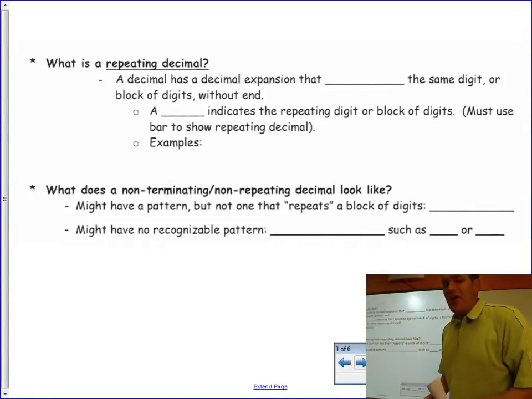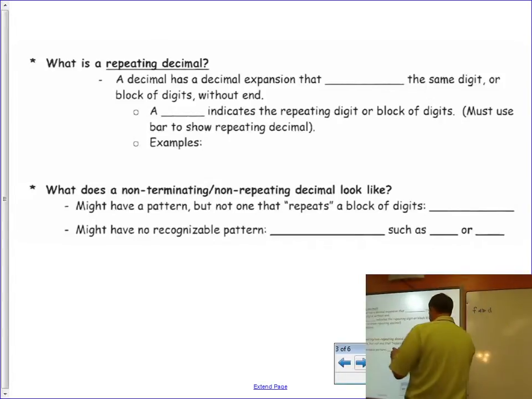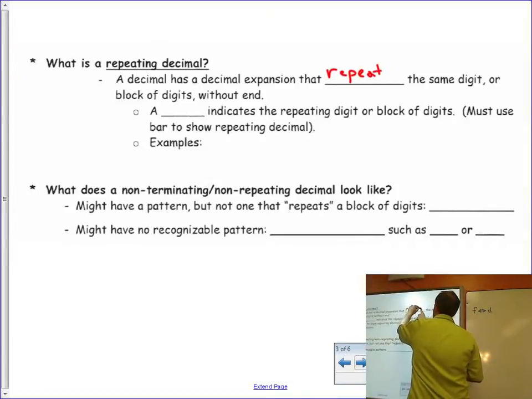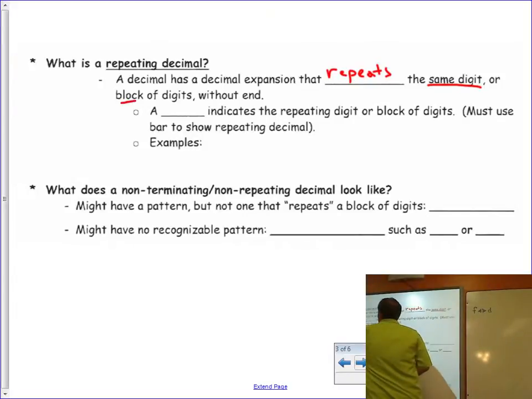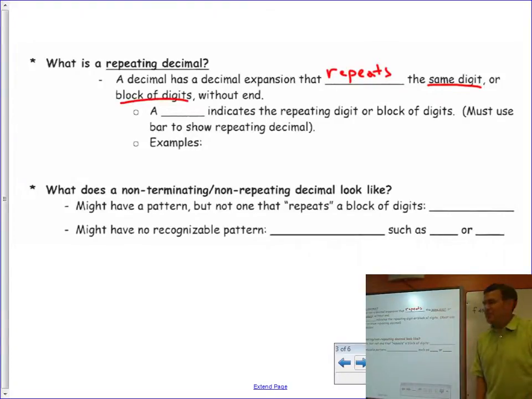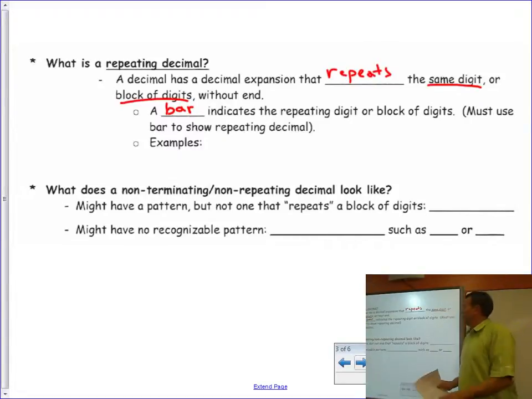Repeating decimals are a decimal that has an expansion that repeats the same digit or block of digits without end. I'll get to what that looks like in just a second. A bar indicates the repeating digit or block of digits.